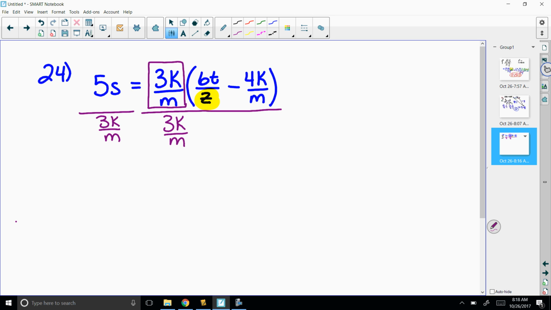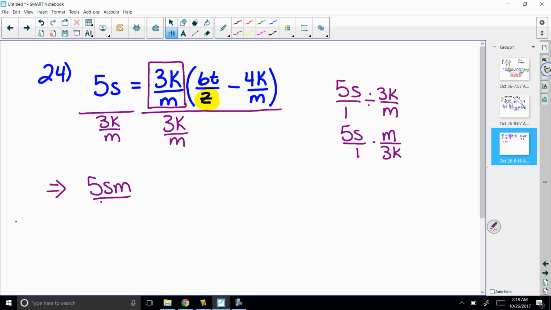that says I need to take 5S over 1, divide by 3K over M. But if you divide, you invert and multiply. So you're taking it times M over 3K. And what are you left with? You are left with 5SM over 3K, which is equal to 6T over Z minus 4K over M.